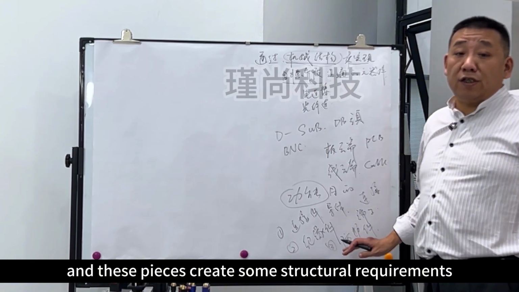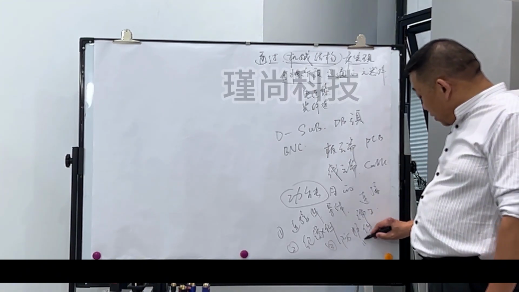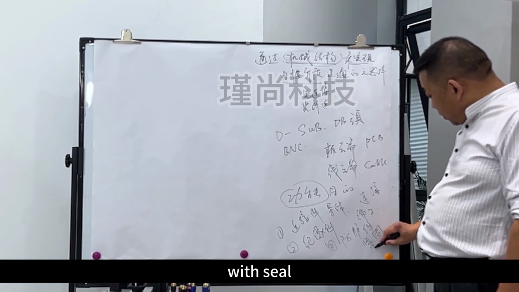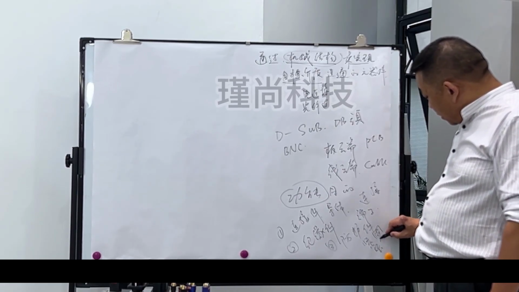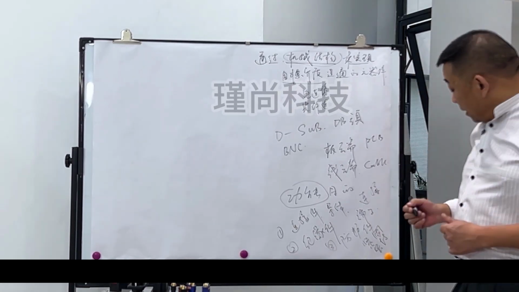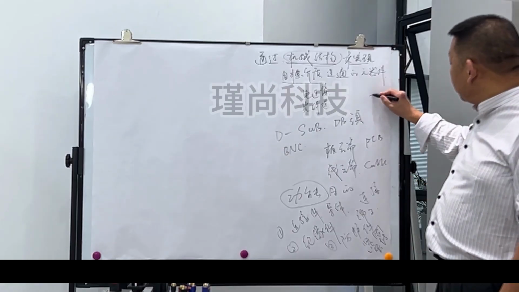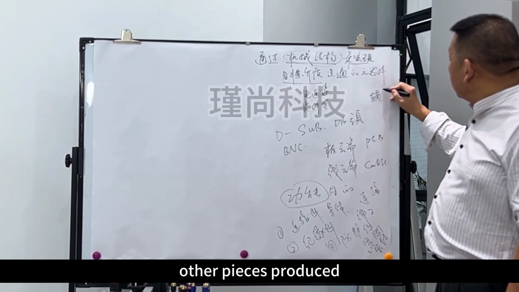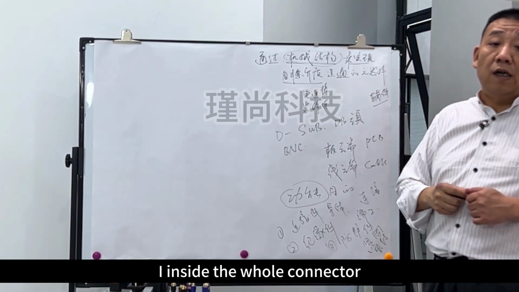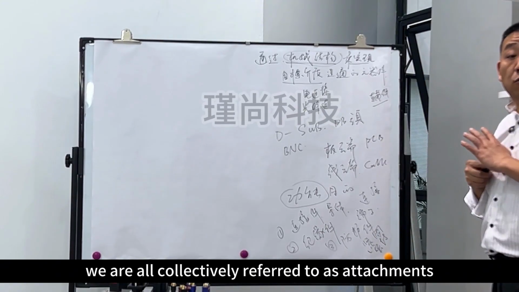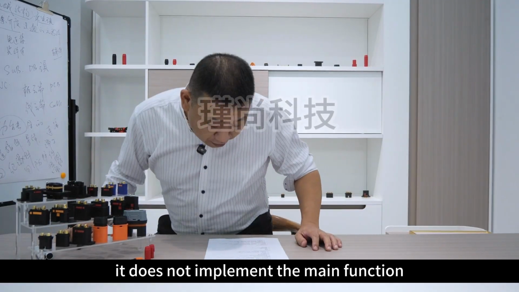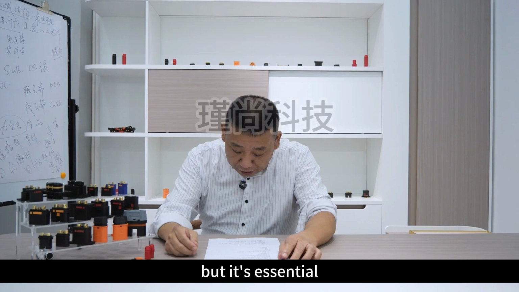These pieces create some structural requirements. There will be some fasteners, with seals, and so on, in order to achieve various functions. Other pieces produced, we collectively refer to these things as accessories. Inside the whole connector, we collectively call them attachments. They do not implement the main function, but they are essential.